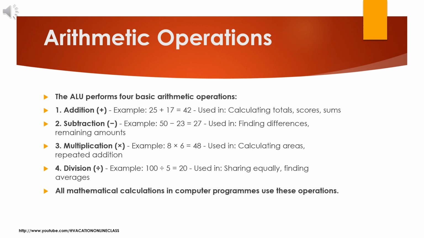Let's take a closer look at arithmetic operations. At its most basic level, the ALU is designed to perform 4 fundamental tasks. First, we have addition. This is used for everything from calculating a high score in a game to summing up values in a spreadsheet. Next is subtraction, which the computer uses to find differences or determine remaining amounts of data.